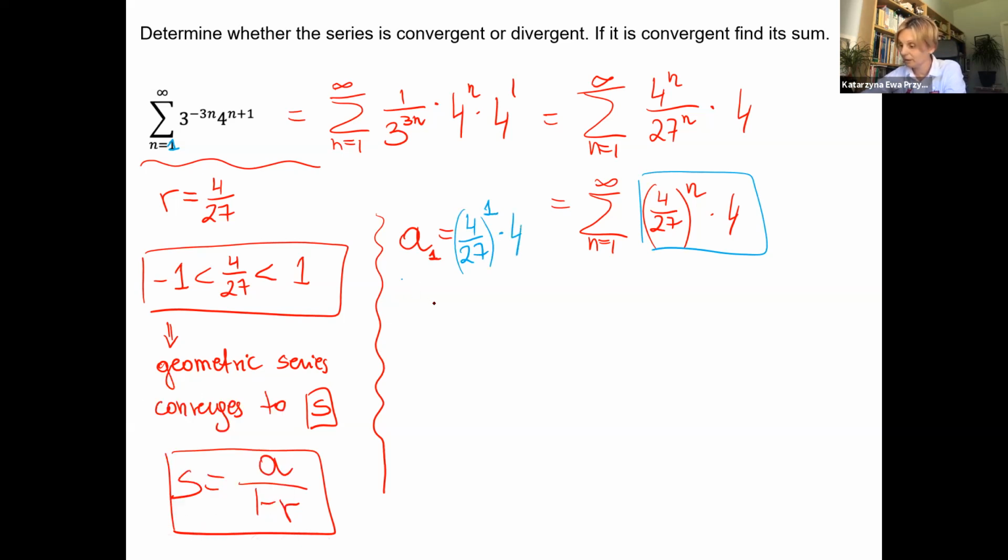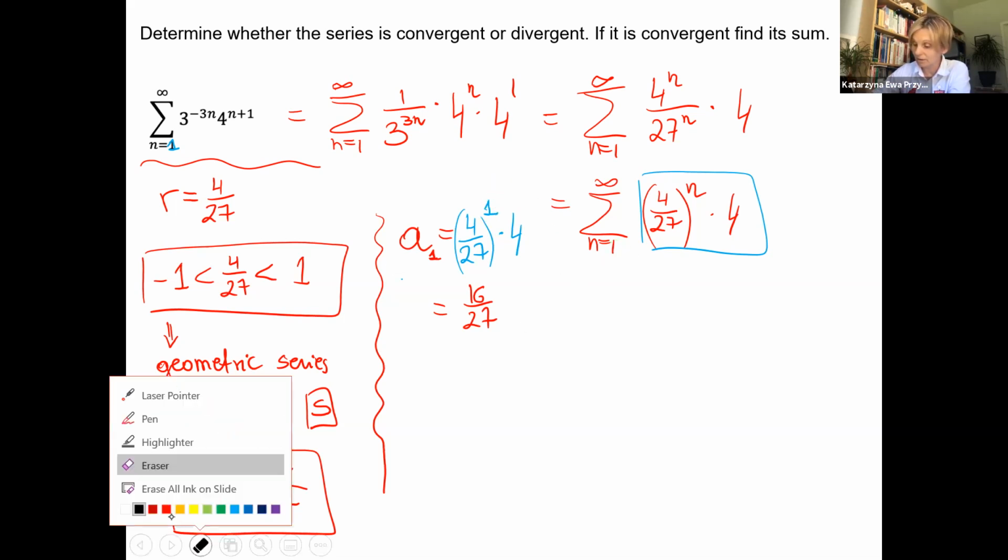Thank you. But I would like to make one more comment. We did substitute 1 instead of n, but if the summation starts from n equals, I don't know, let's say 3, then we will substitute 3 for a sub 1. The first term is defined for 3, for instance. So please also be careful, not always 1, but this one is 1.